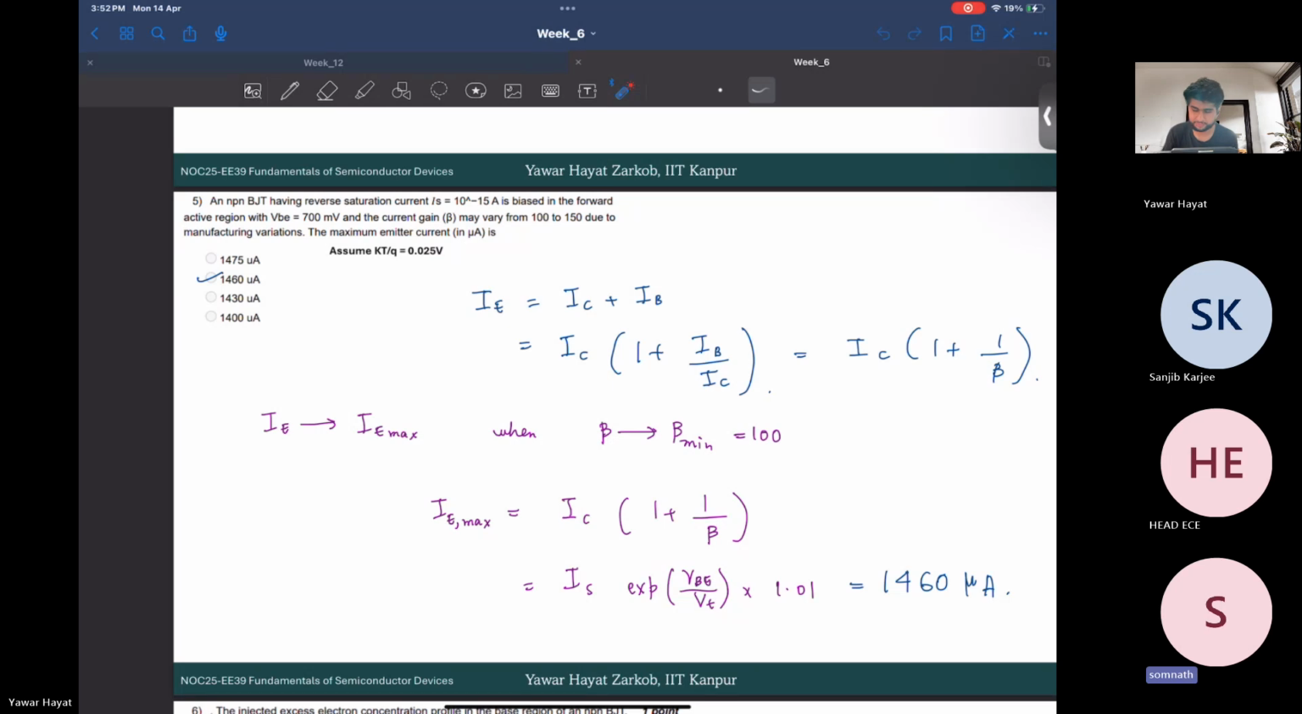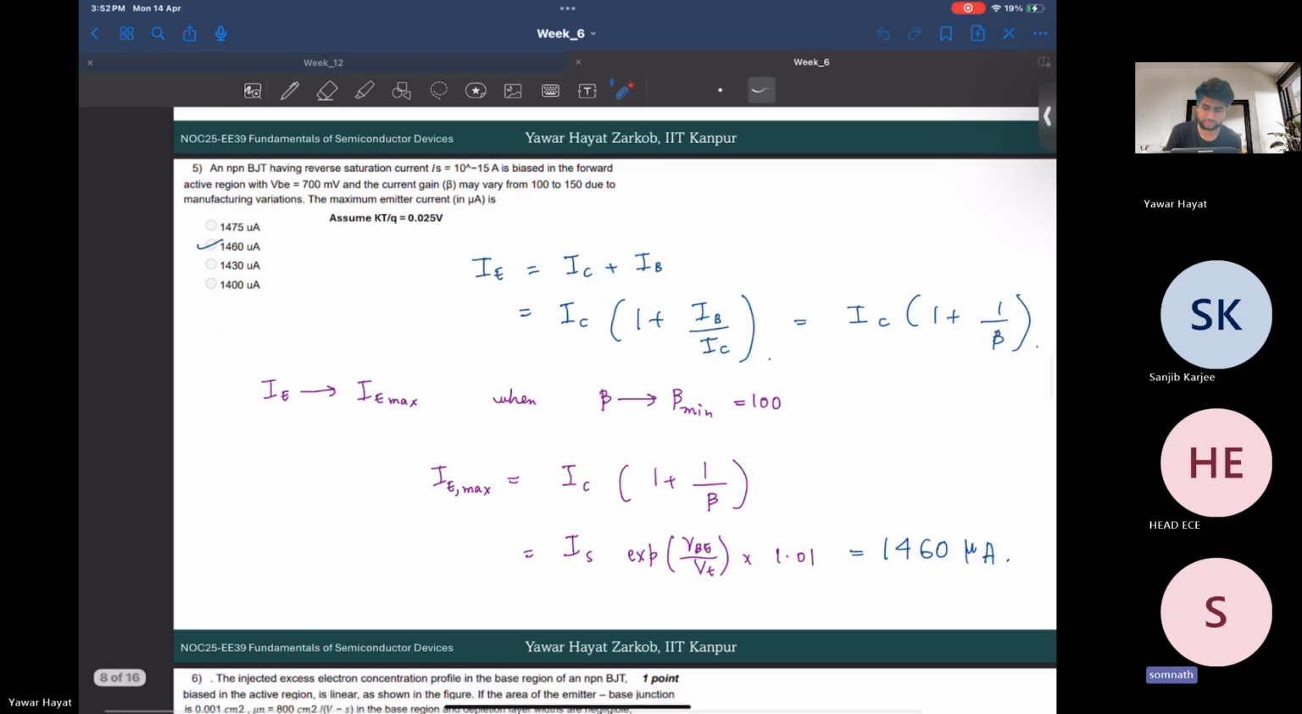So once you plug in the values and compute the corresponding current, you'll have this particular value, 1460 microamps, which would be 1.46 milliamps. But since we were asked to compute the current in microamps, we'll leave it here. This is fine.